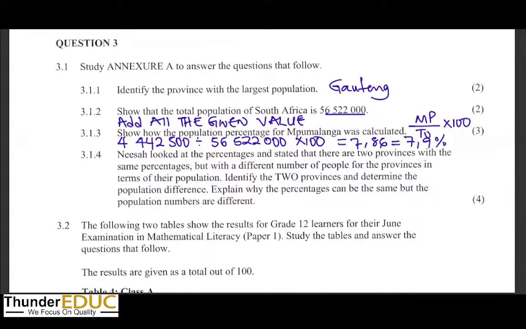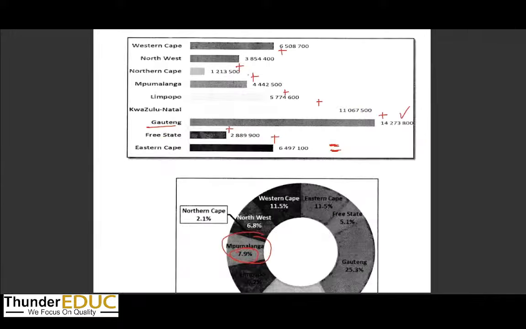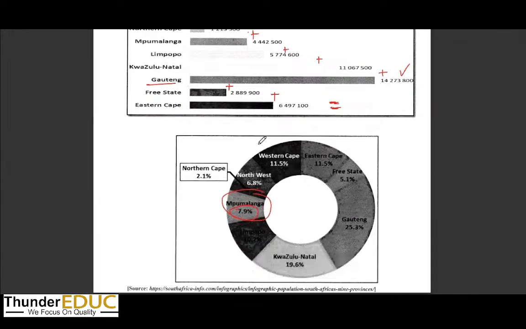Looking at the percentages, it is said that there are two provinces with the same percentage but a different number of people in terms of their population. Identify the two provinces and determine the population difference. For difference, you subtract, and explain why the percentages can be the same, but the population numbers are different. When you look at the annexure, the two provinces with the same percentage are Western Cape, followed by Eastern Cape. Why do they have the same percentage, yet the numbers are not the same?